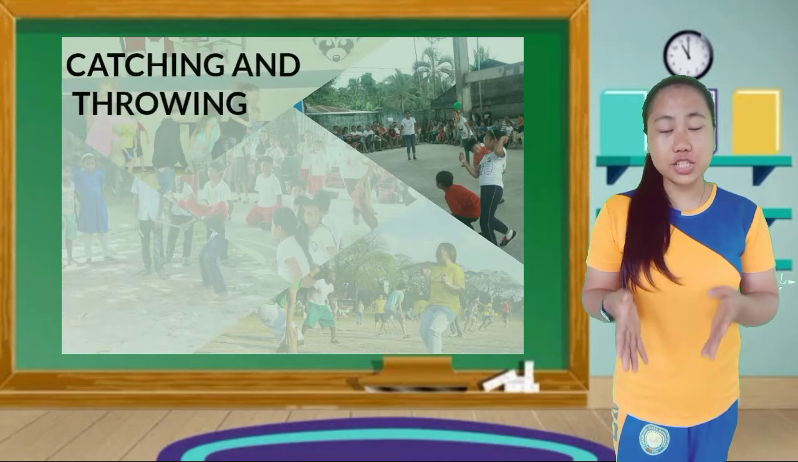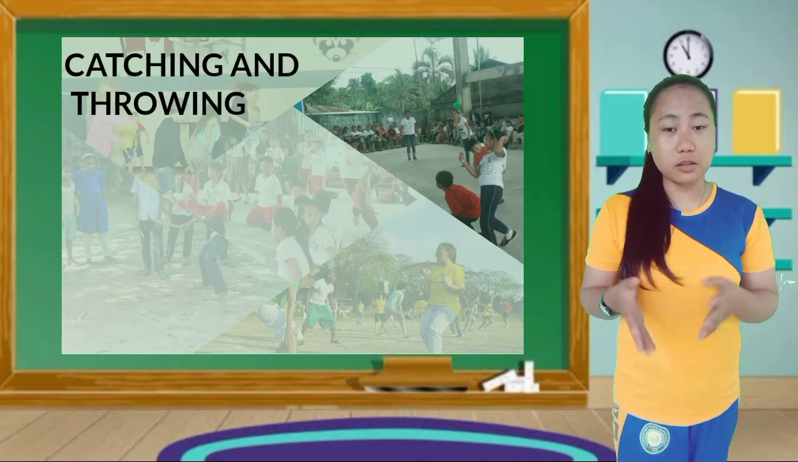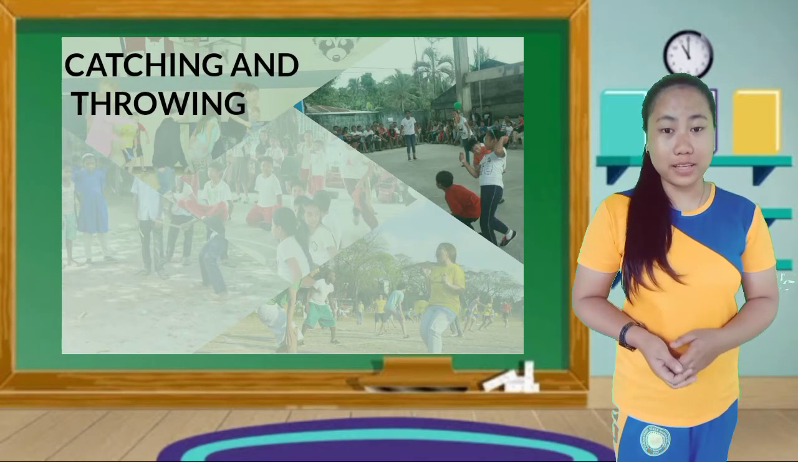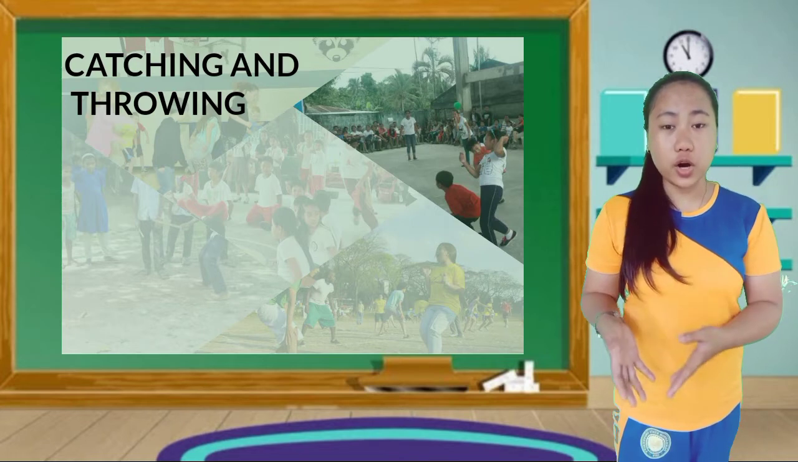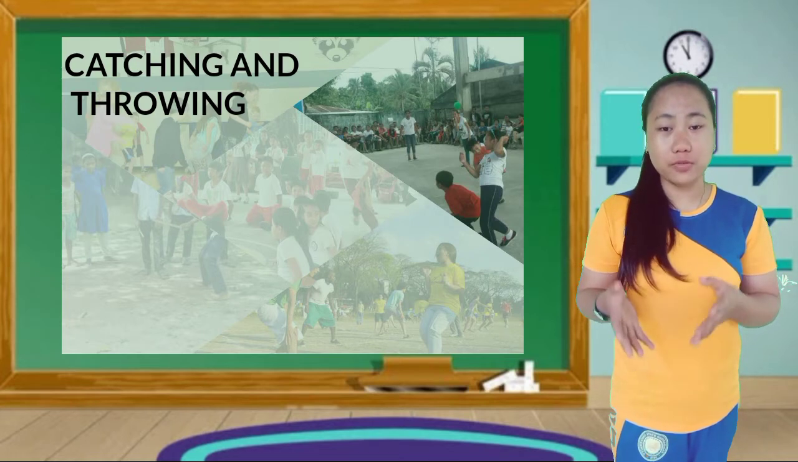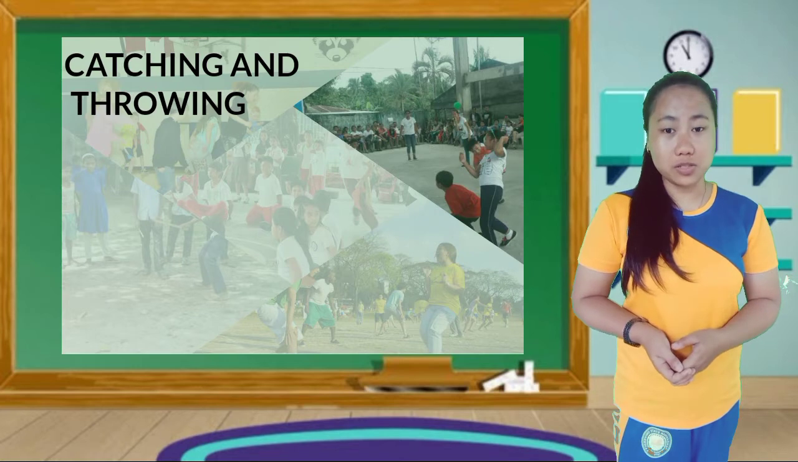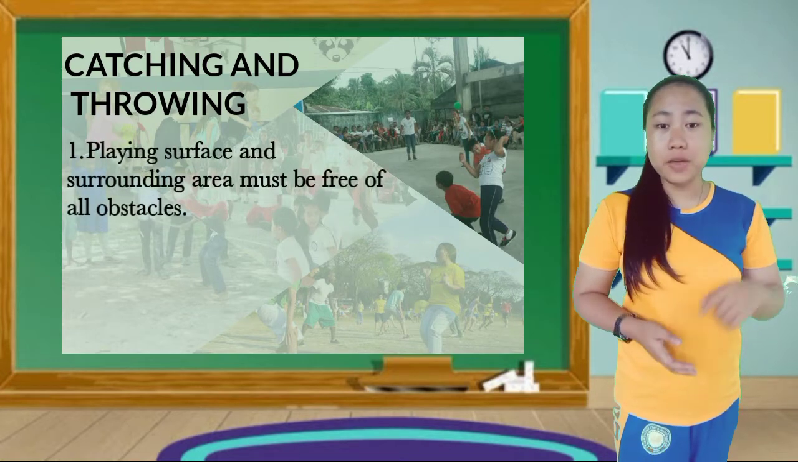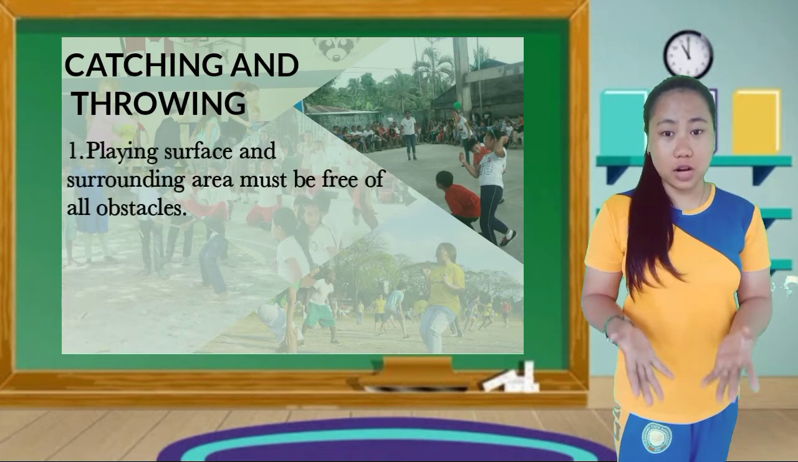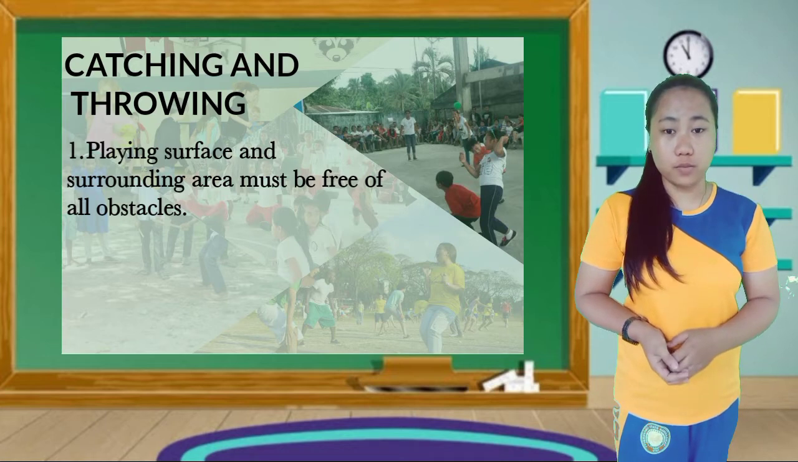The suggested activity in grade 2 level that we will discuss later on is a catching and throwing activity that must be done in an open space. It can be done indoor or outdoor. That's why the very first thing that we must consider is, first one, the playing surface and surrounding area must be free of all obstacles.